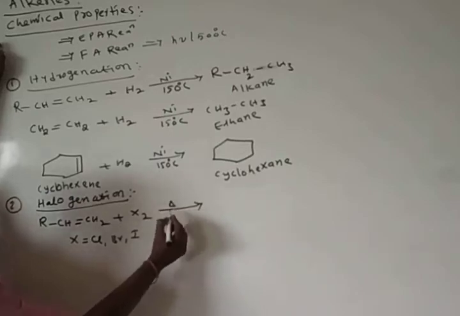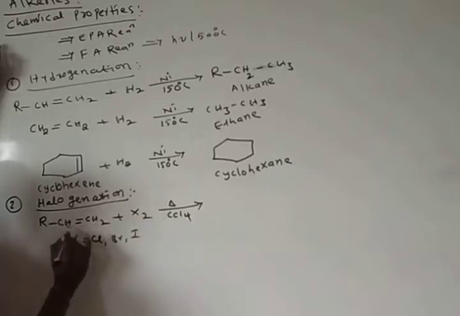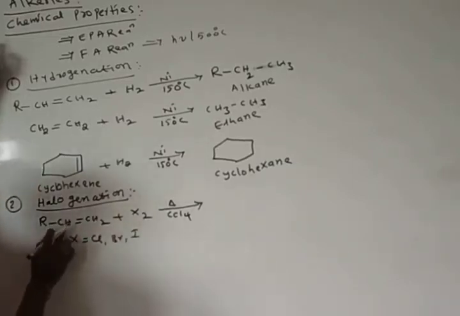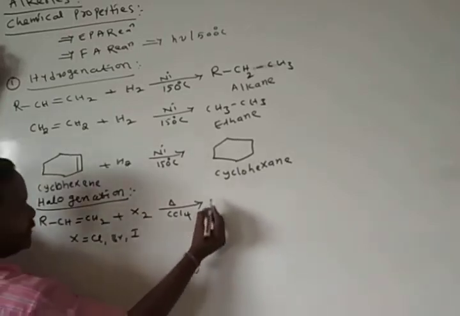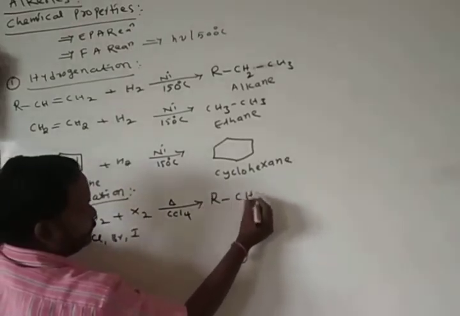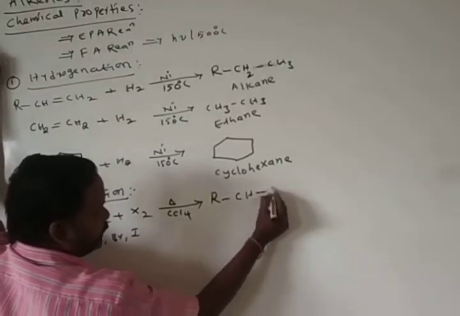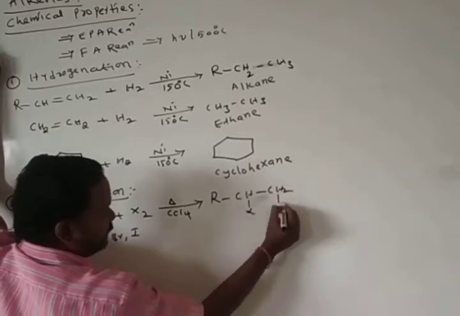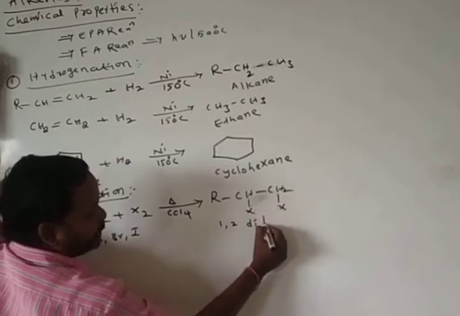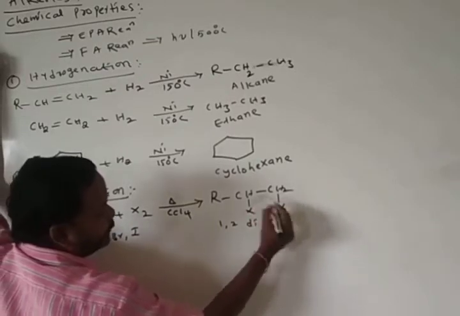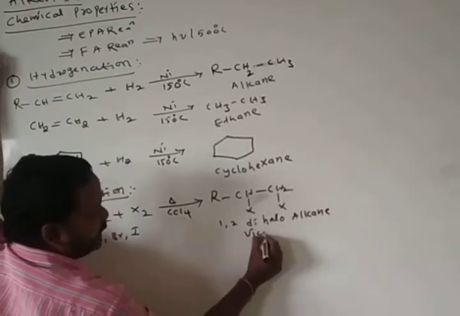What happens here? Heat in the presence of carbon tetrachloride as a solvent. X is added to this one. One X is added here, one X is added here, and the double bond becomes a single bond. Here we have RCH, CH2, with one X here and one X here. The IUPAC name of this molecule is 1,2-dihaloalkane. This is a vicinal dihalide.